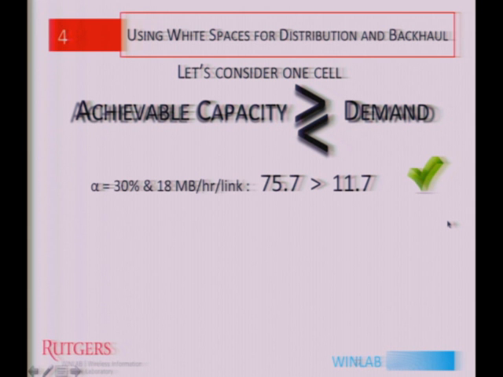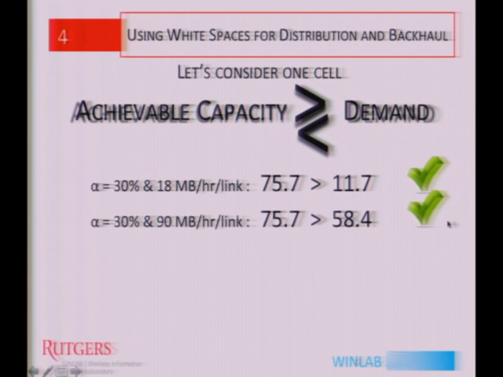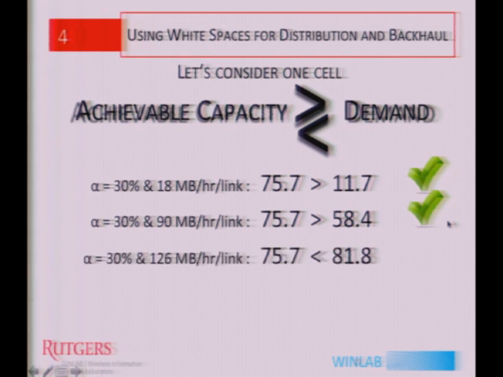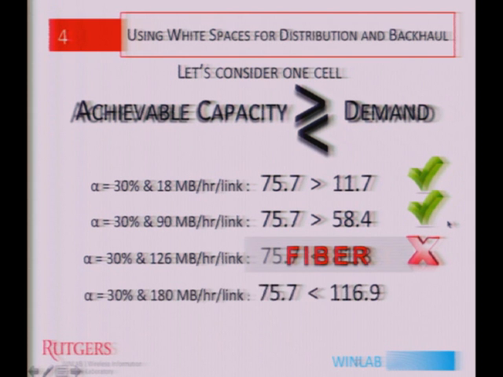In this case, our GEO capacity is more than the demand, so it's fine. We can use white spaces if we have this scenario at that cell. The second scenario would increase the usage times 5. Again, we're still safe. We can use white spaces in that scenario. But in this one right here, we actually have less achievable capacity than demand. So in this situation, we have to use fiber in that cell. And of course, the same goes for more megabytes per hour. Again, we have to use fiber because we don't have enough achievable capacity.